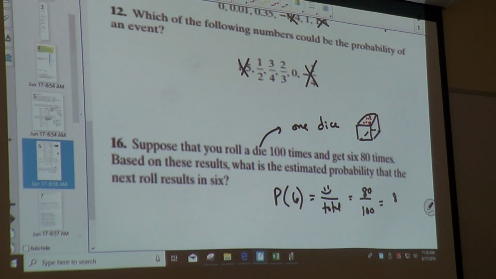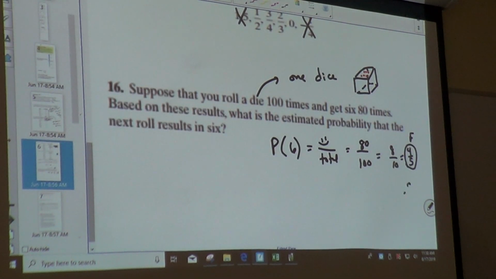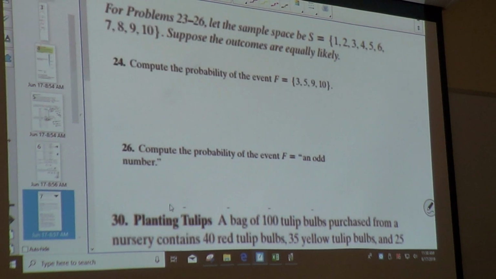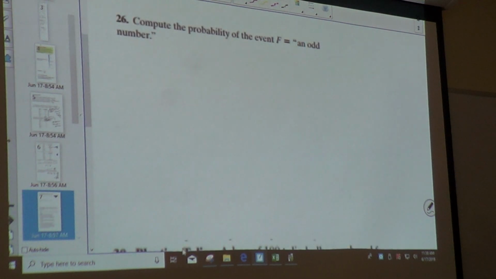So my answer is either going to be 8/10, which is 4/5. That would be the answer if they wanted a fraction. 0.8 would be the answer if they wanted a decimal. Or 80% would be the answer if they wanted a percentage. So 4/5, 0.8, or 80% is my probability. So what makes me happy over the total? Cool? Alright. Move these down a little bit.